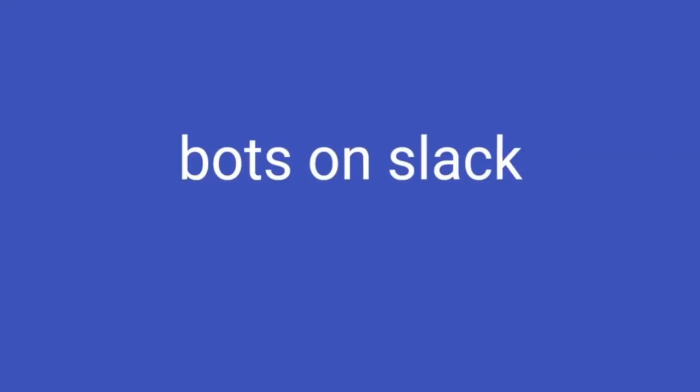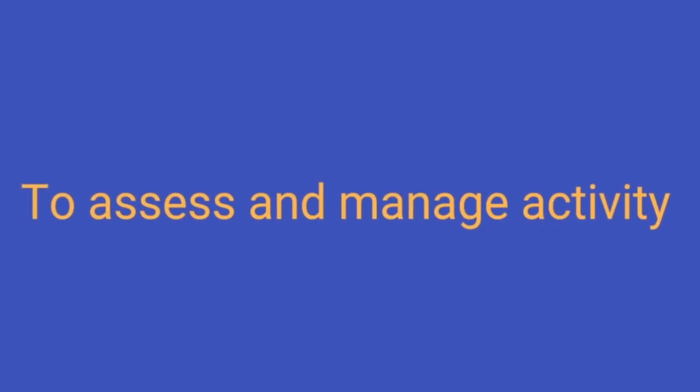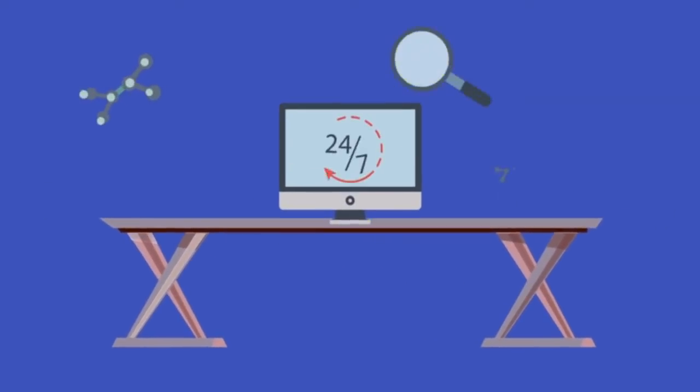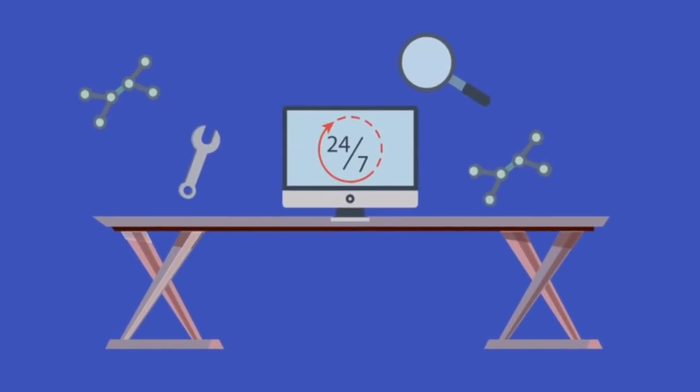Bots on Slack are primarily geared towards companies and their employees rather than consumers, and are generally created with one of three main aims. To assess and manage activity on specific Slack channels, bots can act as 24/7 channel monitors for channels they are invited to and can also perform administrative and other tasks, such as collecting messages that are sent and forwarding them to a specific address or user.